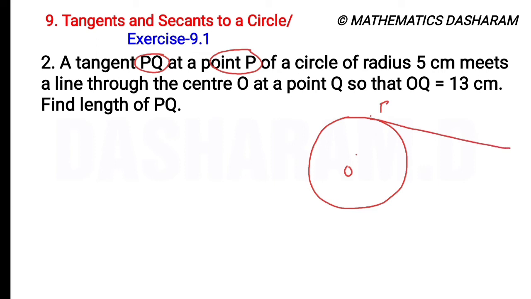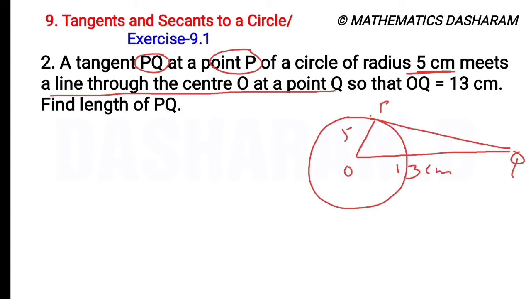Next, the circle radius is 5 cm. Okay, I will draw the 5 cm radius later. This tangent meets a line through the center O at point Q so that OQ is 13 cm. So that means here is a common point Q. So the distance between O and Q is 13 cm. Now I am going to draw the radius OP. So OP equals 5 centimeters. Now what he is asking, find the length of PQ. So here is PQ.